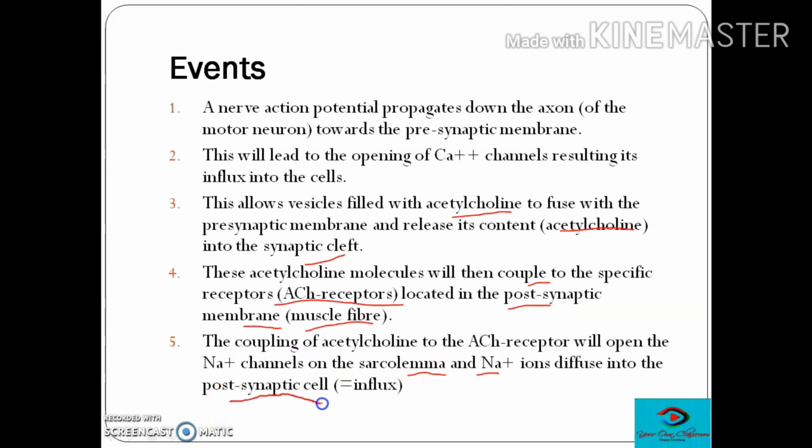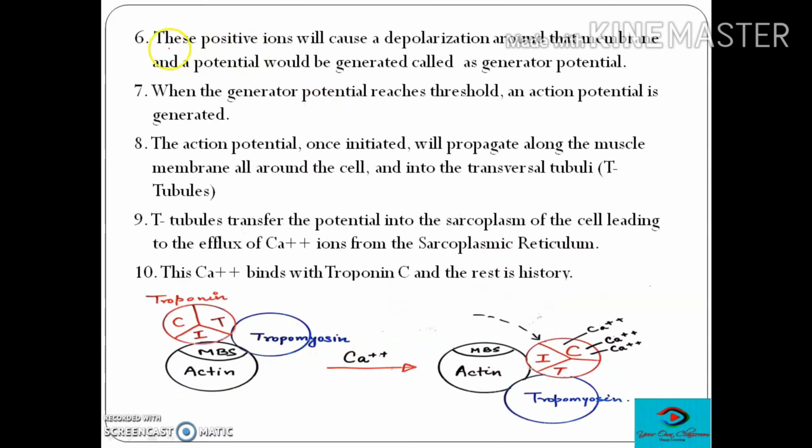into the postsynaptic cells. If you remember the events called depolarization and repolarization, then you might know that depolarization is caused by the entry of sodium into the cells. So this is what is happening here. Once sodium channels get opened in the postsynaptic neuron, a depolarization would occur around that postsynaptic membrane and a potential would be generated, and this potential is called generator potential.